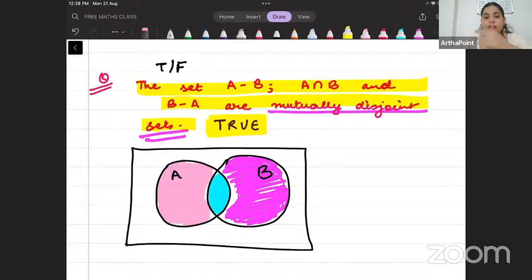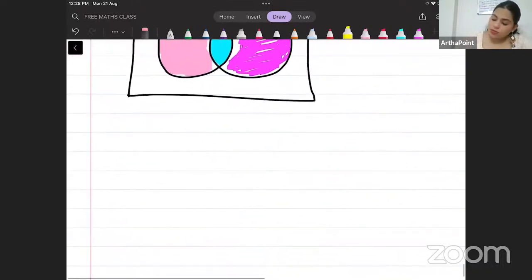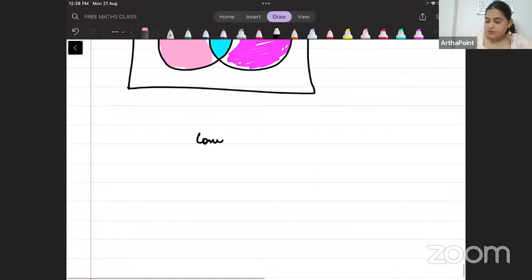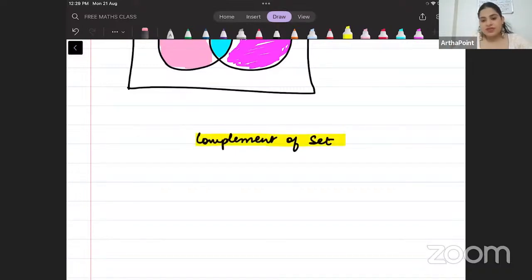Okay, beta? Fine. Now I want to talk about another concept here, which is called the complement of a set. What is the complement of a set? Complement of a set, which means it's represented like this or like this.